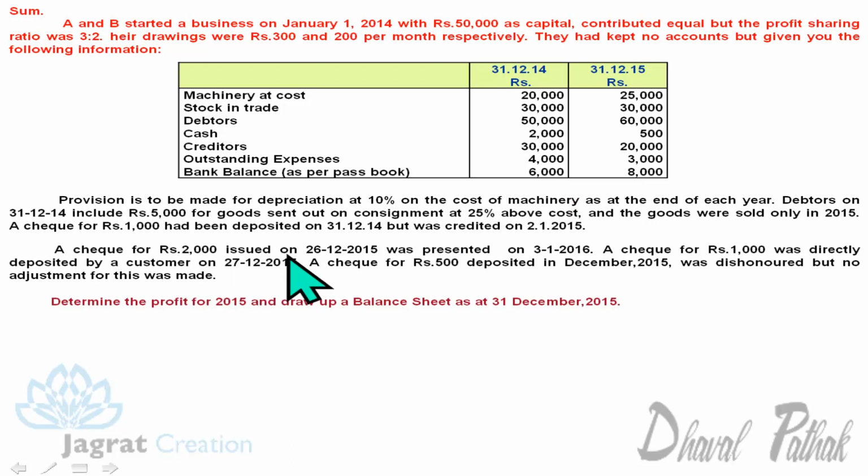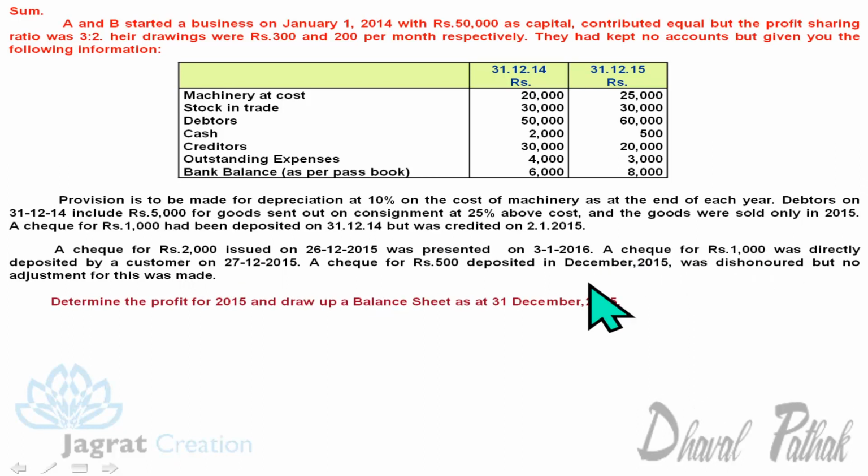A check of 2,000 issued on 26th December 2015 was presented on 3rd January 2016. Here also you are given the bank balance as per passbook. The issued check is not considered by the bank because the bank paid it on 3rd January. So to find the accounting balance from 8,000, you are required to deduct this 2,000 check issued.